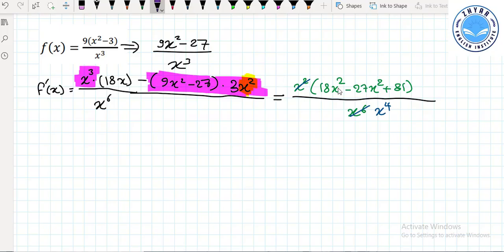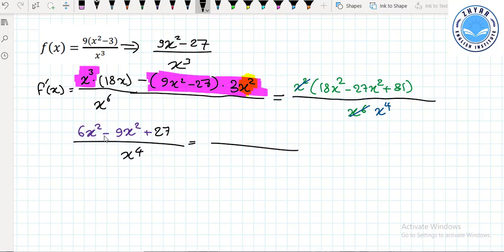As you see, these numbers are all divisible by 3. If we divide them, it will be 6x squared minus 9x squared. Then we add the like terms, plus 81 divided by 3 is 27, all over x power 4. We can collect the like terms. 6 minus 9 is negative 3x squared plus 27 over x power 4.